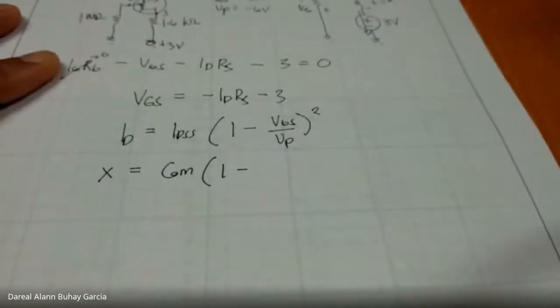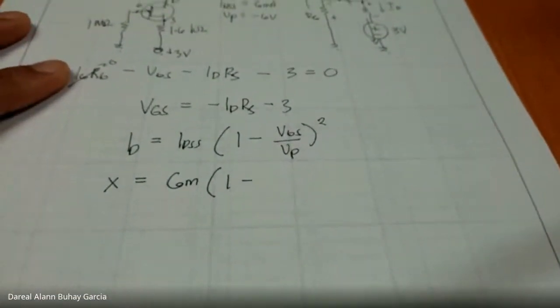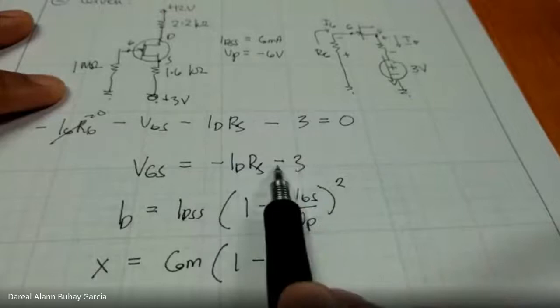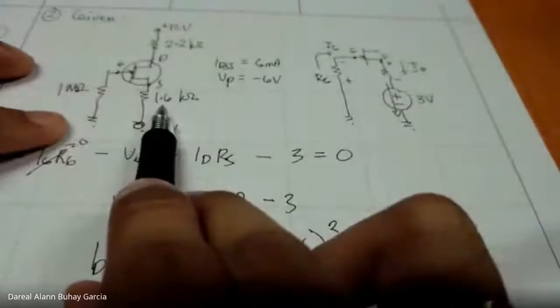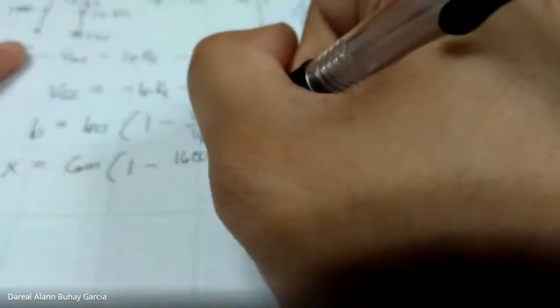Let ID be X is equal to 6 milli. VP is negative. So, ipang-cancel na ako mga negative dire. Para may muna IDRS plus 3. ID is X. RS is 1.6K. So, 1.6K is 1,600. ID is X plus 3, over VP is 6 volts. Okay?